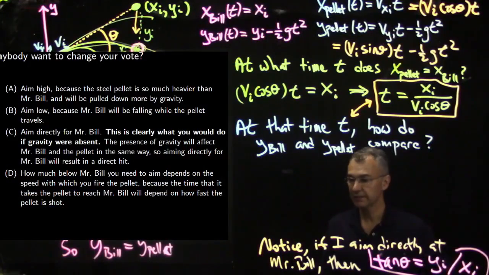So by the way, when we said aim directly for Mr. Bill, this is what you would do if gravity were absent, and the presence of gravity will affect Mr. Bill and the pellet in the same way. Therefore, aiming directly for Mr. Bill will result in a direct hit.